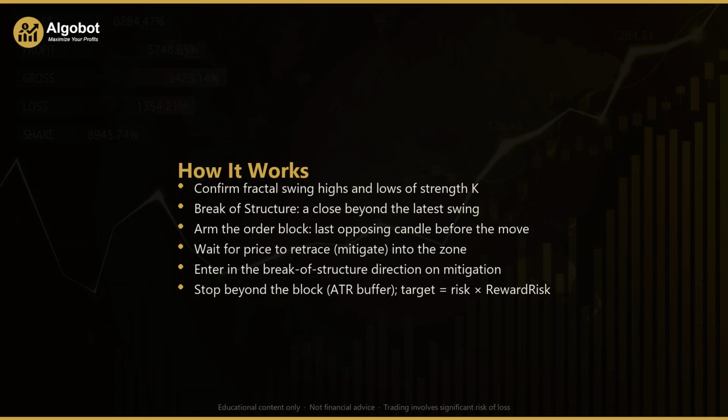Fourth, mitigation and entry. On every tick, the EA checks whether price has retraced back into the armed zone. For a long, it waits for the bid to dip into the bullish block. For a short, it waits for the ask to climb into the bearish block. When price mitigates the zone, and no position is already open, the strategy places a market order in the break direction.